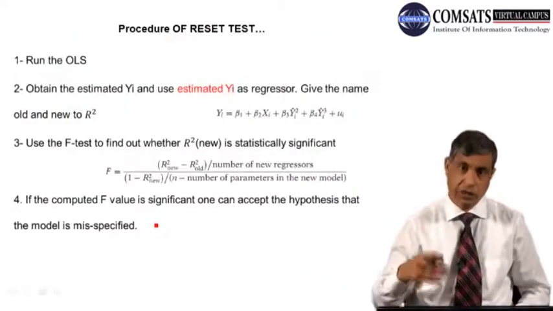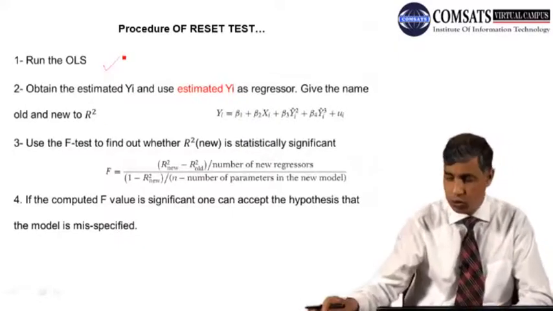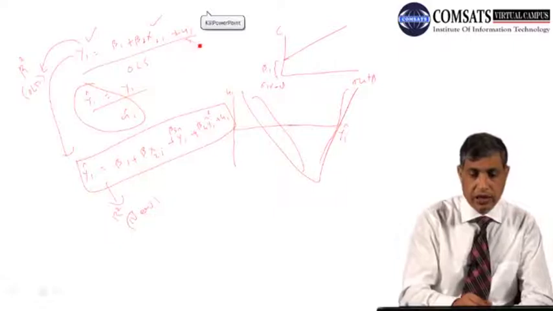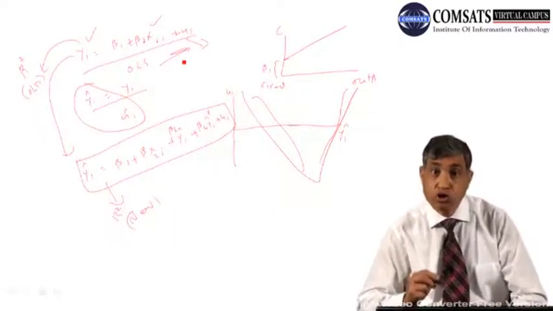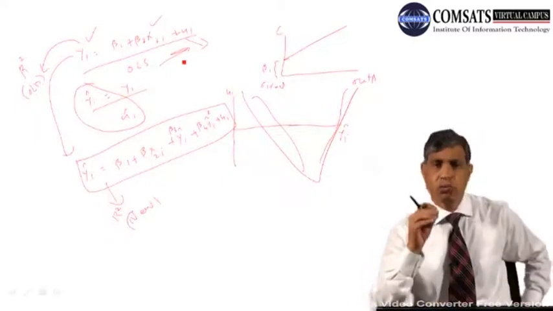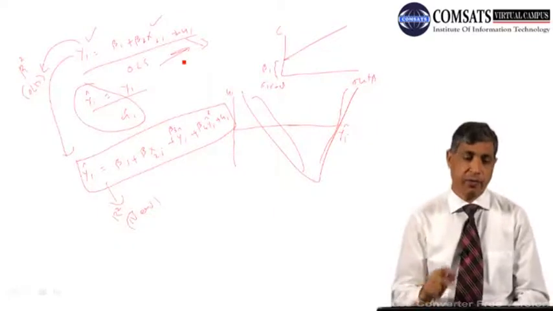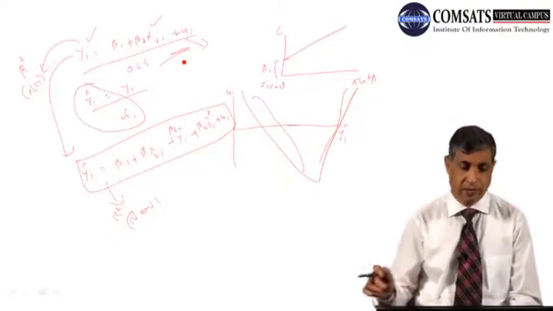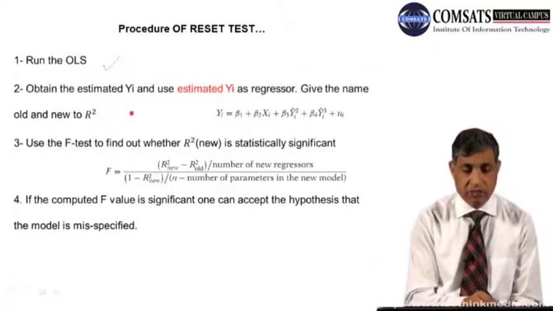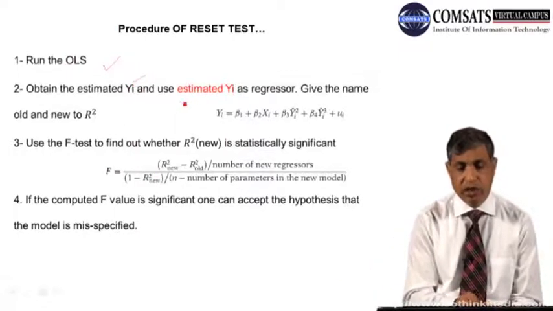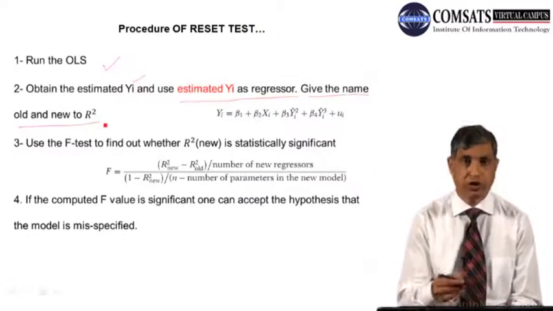How to proceed? Although I have explained, look at this. First of all, run the OLS on this, as I have shown here. Take a model and assume that this was the true model. This should be assumed; if you do not assume this, it may create some problems. Obtain the estimated yi hat and use estimated y as a regressor. Give the names old and new to r square.